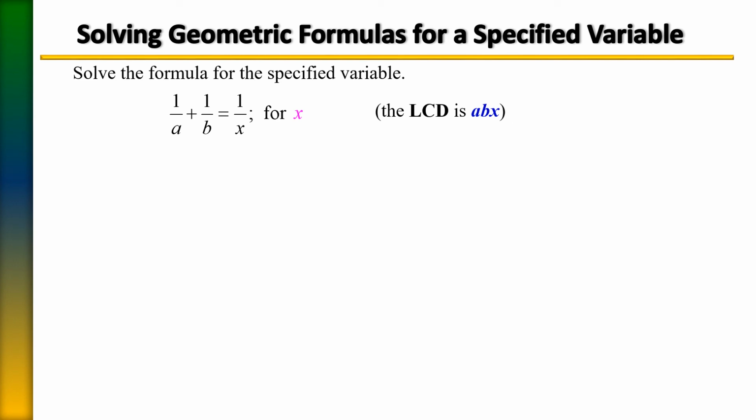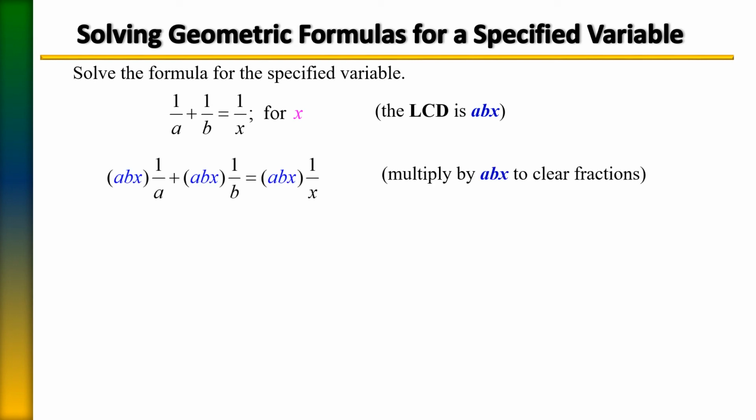What are we going to do with that ABX? We're going to multiply all 3 parts of our equation by ABX so that we can clear our fractions. So we're going to go ahead and do our cancellations. For the first term, we can cancel the A's because we have an A from the top with an A to the bottom. The second group, a B, and the last group cancel out the X. Let's see what we have left. Moving across, we have BX plus AX equals AB.